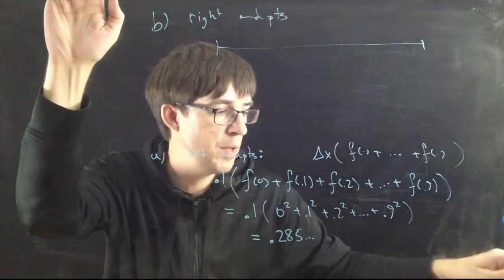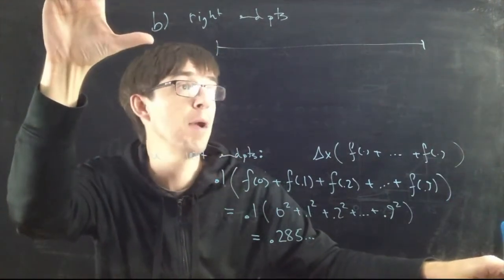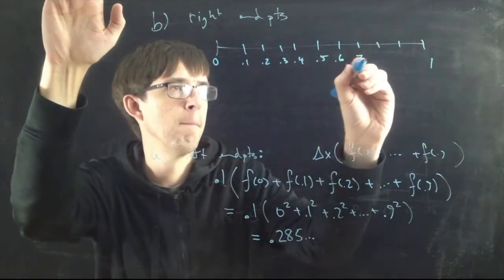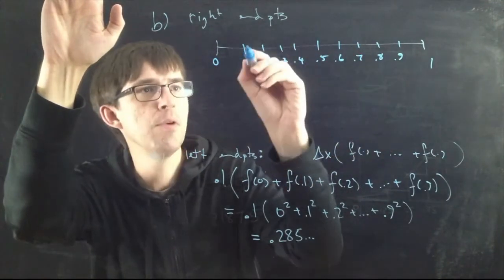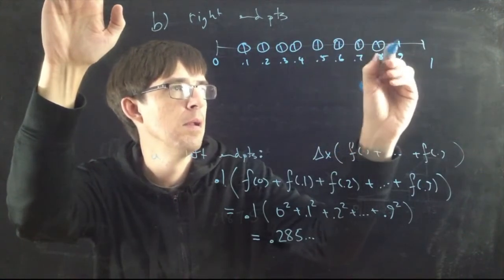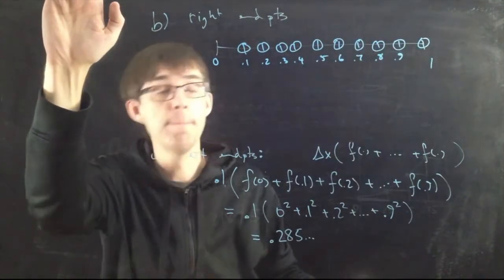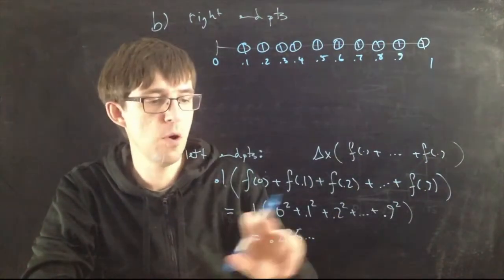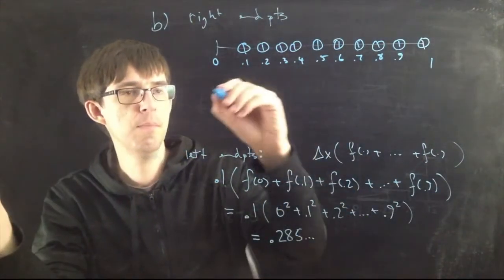You probably don't really need this, but just so that it's clear, I'm going to write my little interval again. And I choose the right endpoints every time. This one, this one, this one, all the way to the end. All right. These are the numbers that I'm going to plug into the function. So it looks almost exactly like this.